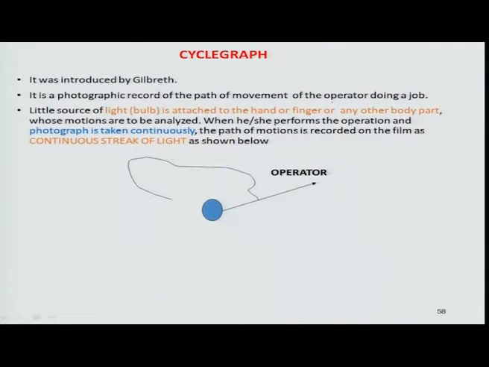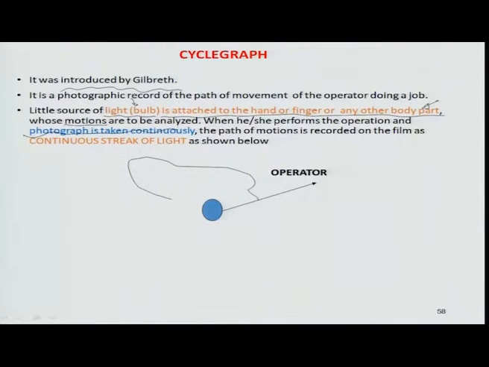The other very important time study technique, which was introduced by Gilbreth, was by looking at a little source of light, a light bulb, maybe a small LED in the current days, which is attached to the hand or finger of any operator, or maybe any other body part which is involved in the motion sequence associated with the task to be executed, and this particular motion is being trapped in continuously taken photographs.